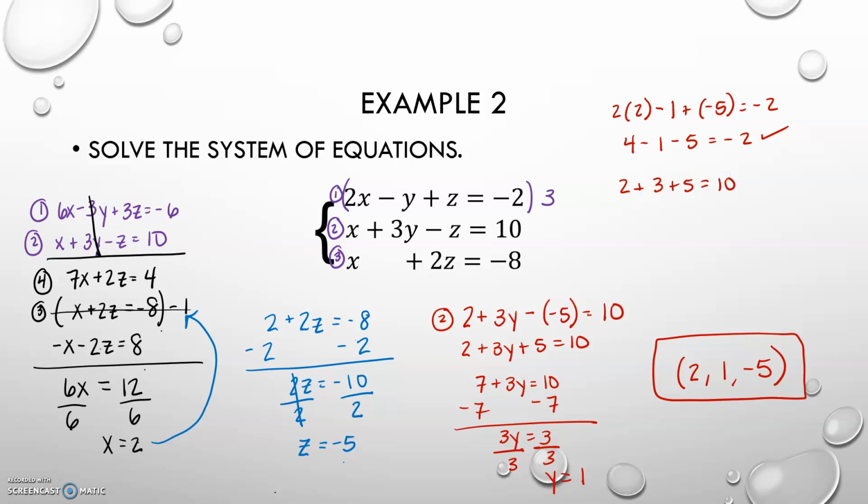So that gives me 5 plus 5 is 10. And then the final one is 2 plus, and that would give me negative 8. So since it worked for all three of these equations, that means that this solution is correct. And we are done with this problem.